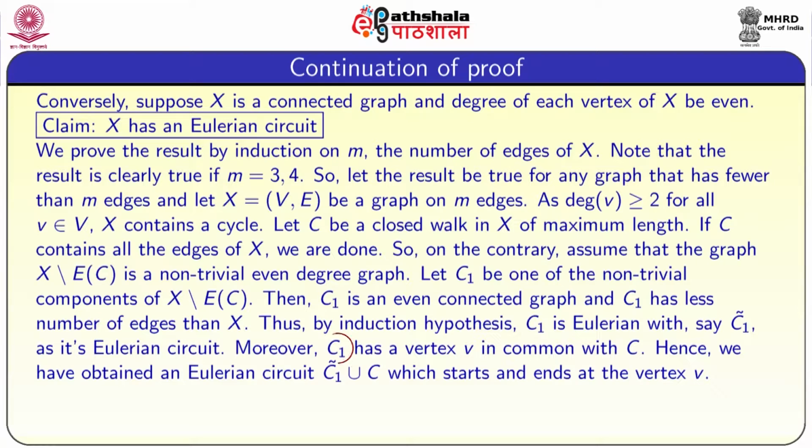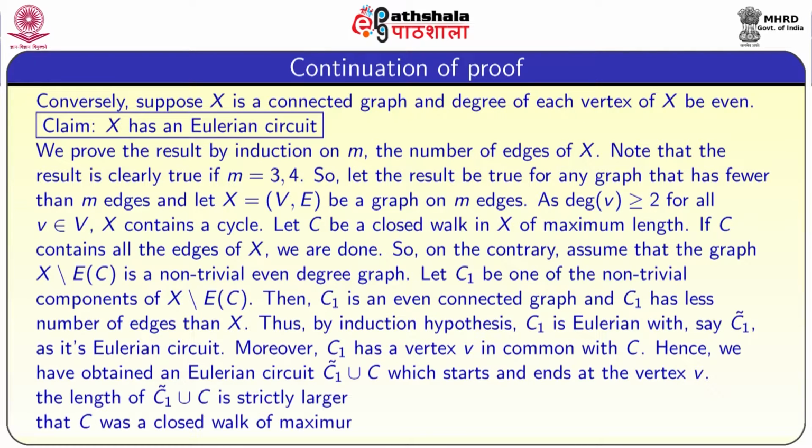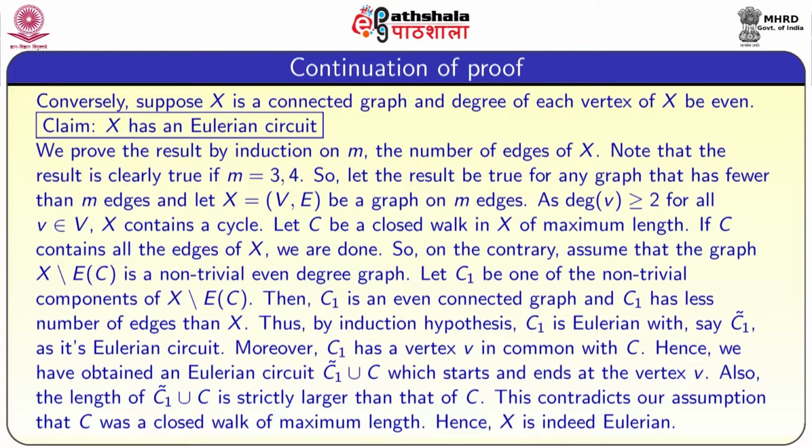So, C1 has a vertex V in common with C, hence we have obtained the Eulerian circuit C1' union C, which starts and ends at the same vertex V. Also, the length of C1' union C is strictly larger than that of C. This contradicts our assumption that C was a closed walk of minimum length, hence X is indeed an Eulerian graph. So, we showed that a connected graph X is Eulerian if and only if the degree of each vertex is even.